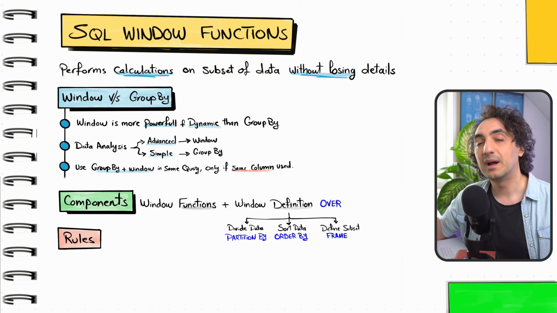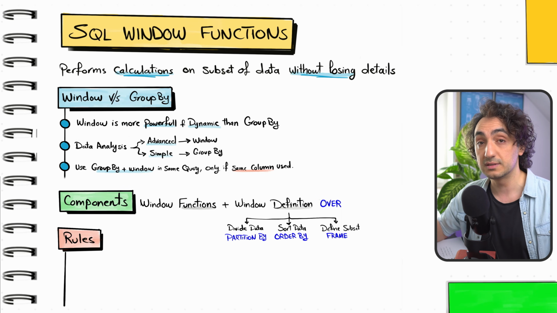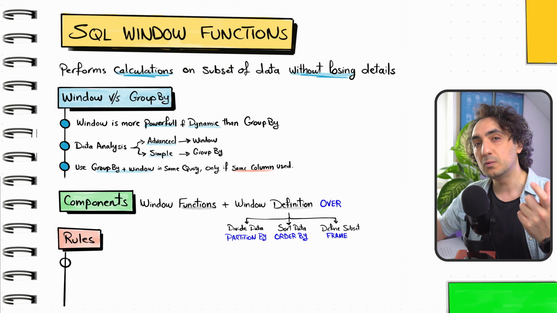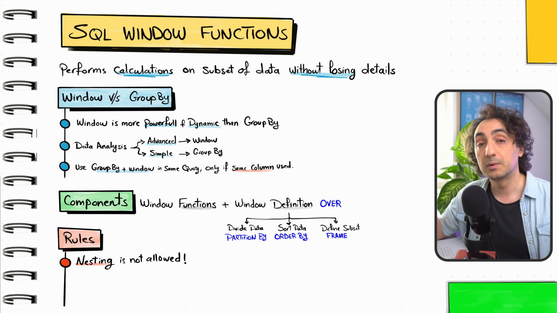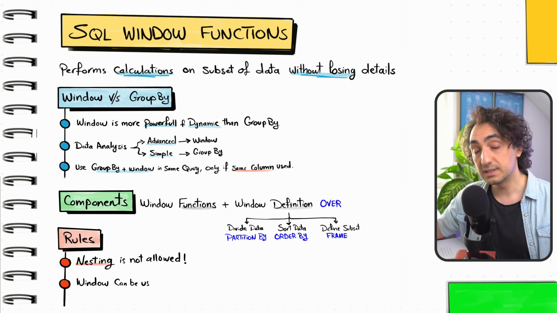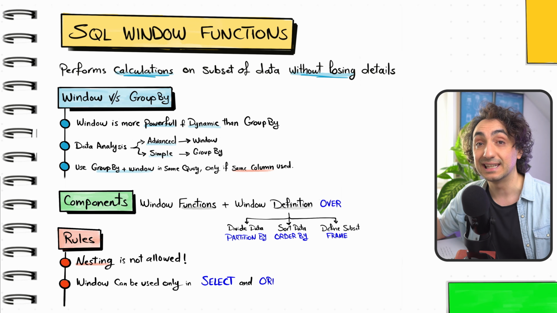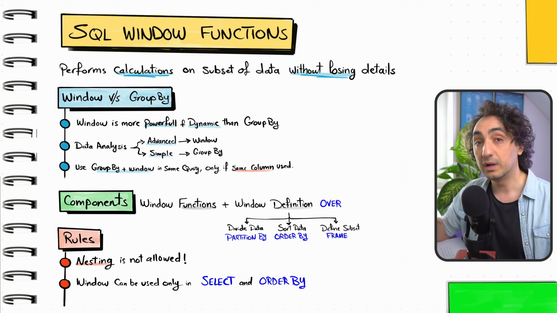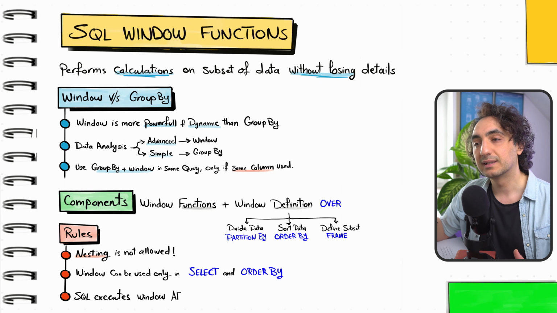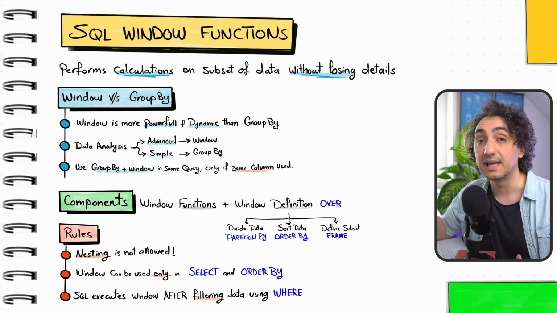Now let's move to the last part. We have rules for the SQL window functions. The first thing is that if you have multiple window functions, you cannot nest them together. You have to use multiple subqueries. The next point is that you can use the window function only in the select and the order by clause. So for example, you cannot use the window function in the where clause in order to filter the data. Talking about filtering data, how does SQL execute the window function? It's always after SQL filters the data. Alright, so those are the basics about the SQL window functions.